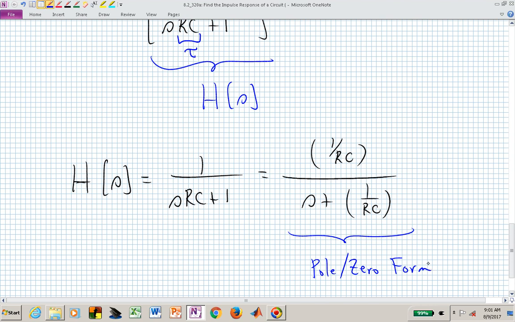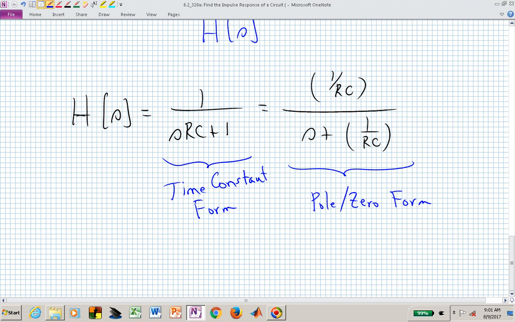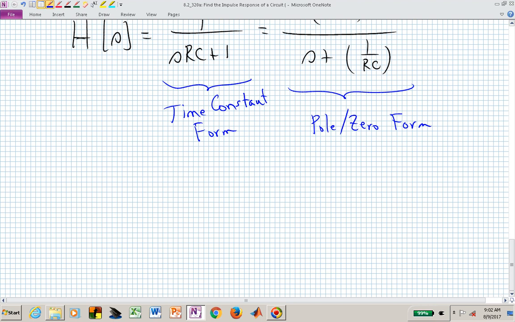It's equivalent to what this time constant form was. We haven't done anything to change the transfer function, capital H of S. We've just rewritten it a little bit differently, but this pole zero form now allows us to think in terms of exactly where our poles are, and that should help us when we want to inverse Laplace transform capital H of S. And that's really the next question.